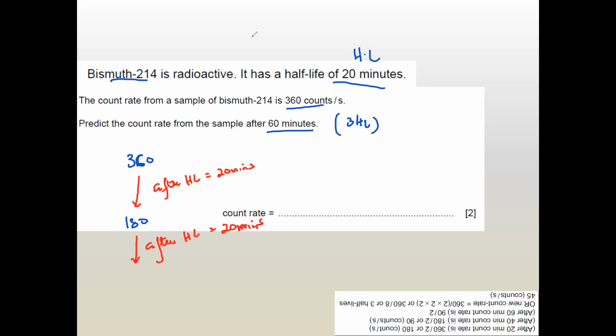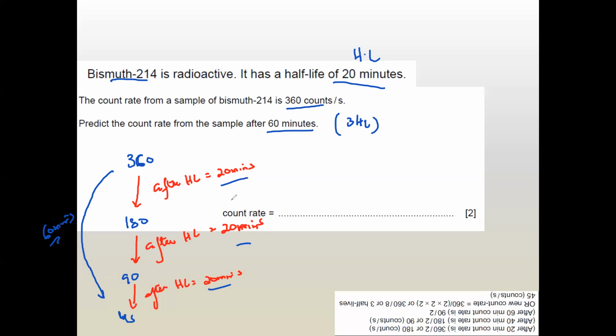But after another 20 minutes, it will be 90. And then after another half-life, again 20 minutes passed, so it will be half of its original value. So half of 90 is 45. So how many half-lives have passed? 3 half-lives passed. And what is the total interval when 360 changed to 45? So the total duration will be 60 minutes, because 20 plus 20 plus 20.